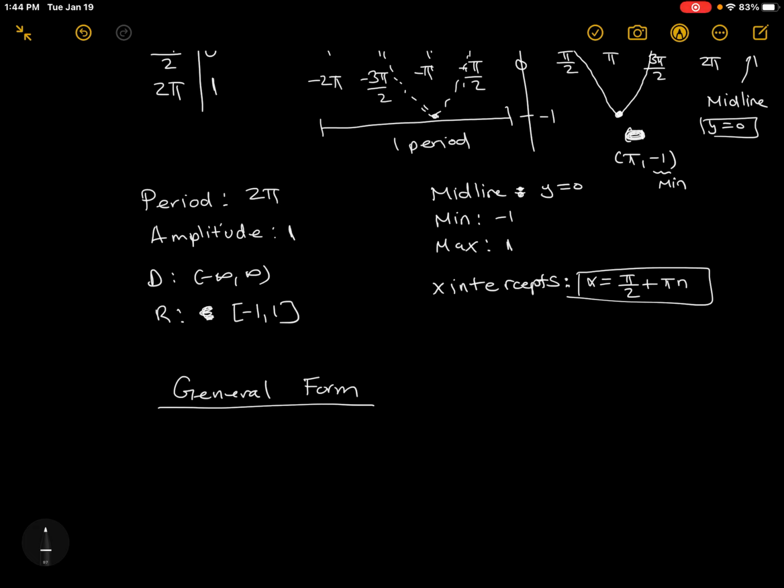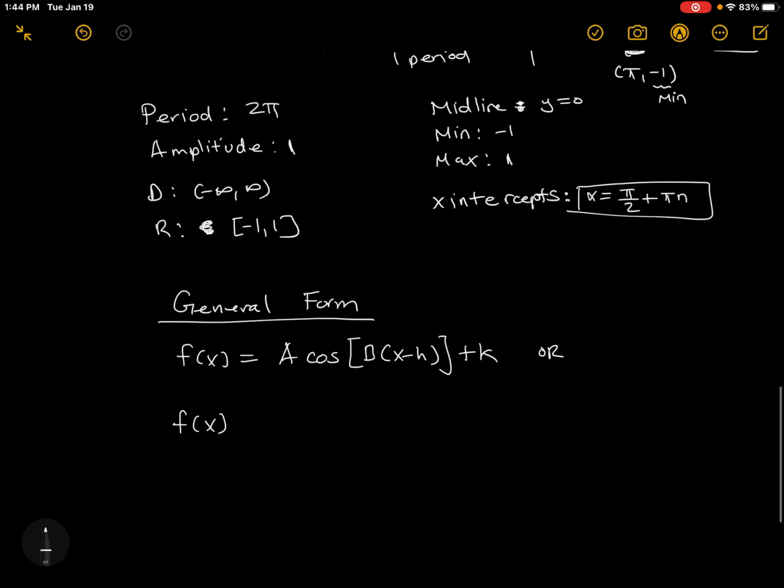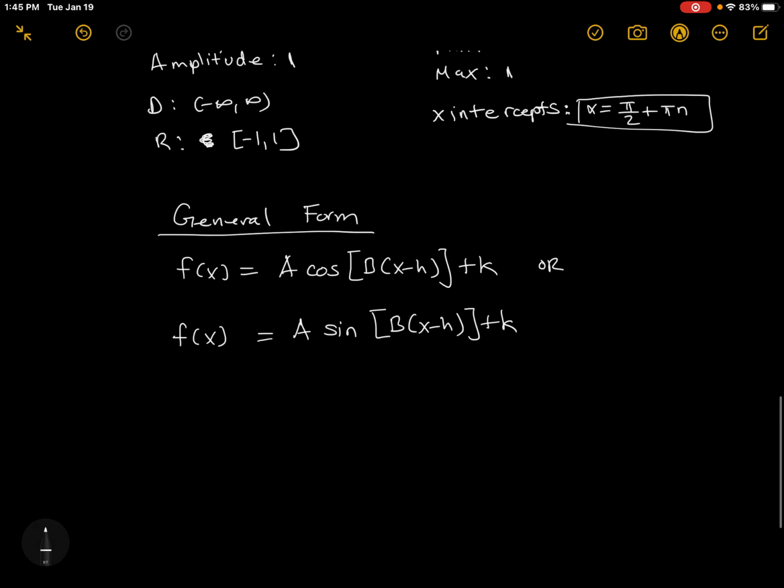Okay, so let me give you the general form for sine and cosine. So one of the general forms that you'll have is, we'll say f of x is equal to a cosine of b x minus h parentheses plus k, or if it's called a sine graph, we'll call it a sine b x minus h parentheses plus k. All right, so let me give you some definitions. Okay, so you already know that the a is the amplitude, right? A is called the amplitude.